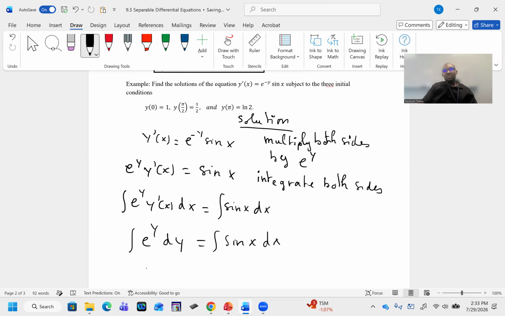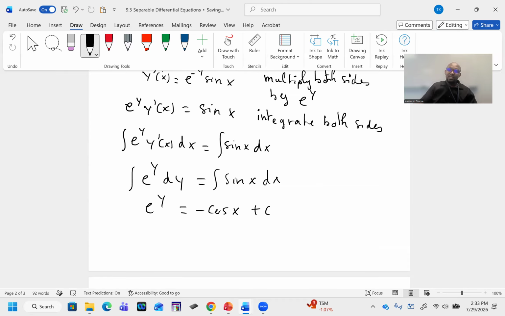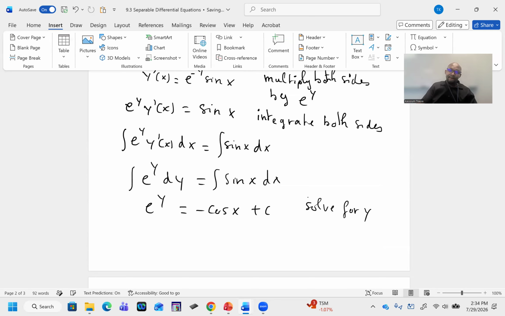So which means e to the power of y will be equal to negative cosine x plus c. So we have to solve for y. Solve for y, right? So we will apply ln on both sides. So y of x will be equal to ln of c minus cosine of x.